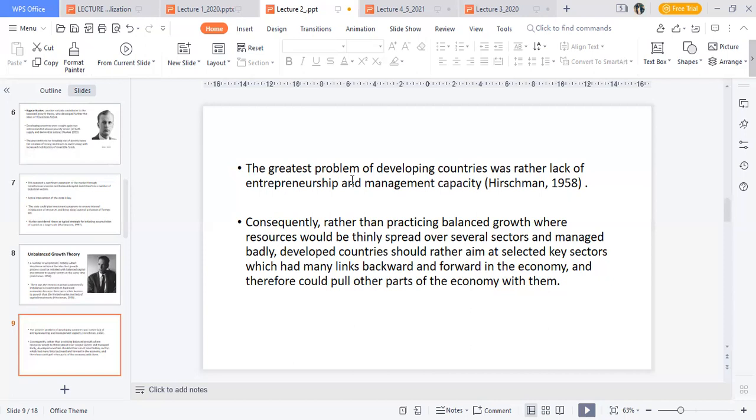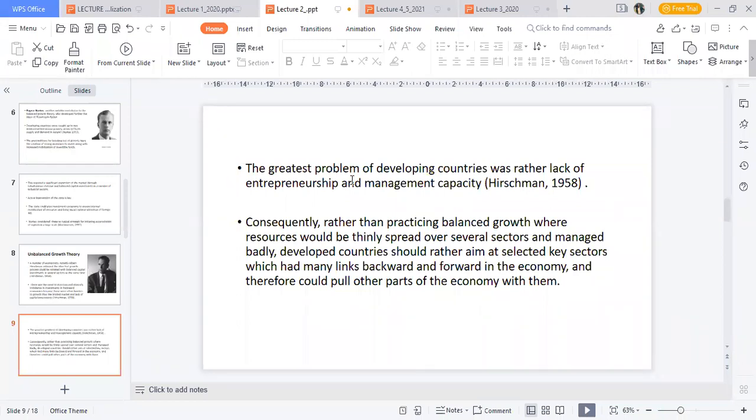Okay, let me continue. Consequently, rather than practicing balanced growth where resources will be thinly spread over several factors and managed badly, developing countries should rather aim at selected key sectors which have many backward and forward links in the economy and therefore could pull a part of the economy with them. So you see, when we're talking about balanced growth here, we're talking about a large scale investment.